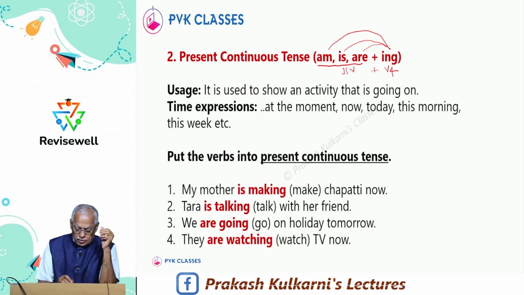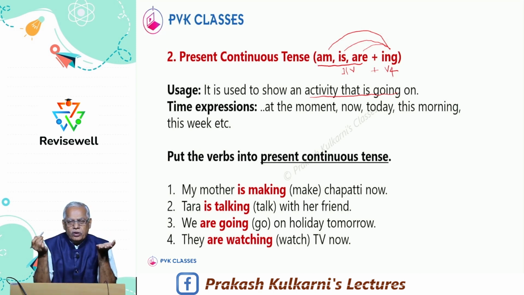Now, where do we use? It is used to show an activity that is going on. An activity is going on. ಕ್ರಿಯೆ ನಡೀತಾ ಇದ್ರೆ ನಾವು ಪ್ರೆಸೆಂಟ್ ಕಂಟಿನ್ಯೂಸ್ ಟೆನ್ಸ್ ಅನ್ನ ಉಪಯೋಗ ಮಾಡಬೇಕಾಗುತ್ತೆ. ಹಾಗಿದ್ರೆ ಹೌ ಟು ಐಡೆಂಟಿಫೈ in the examination?